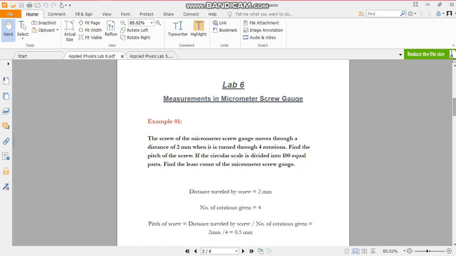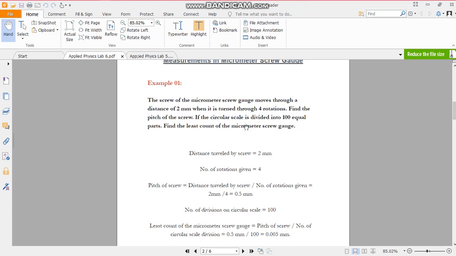So let's see what is given. First thing is distance traveled by screw gauge. This is in the first line: screw gauge moves through a distance of 2 mm. We have 2 mm. Now the number of rotations, that is when it is turned through 4 rotations, we have 4 rotations. Find the pitch of the screw gauge.